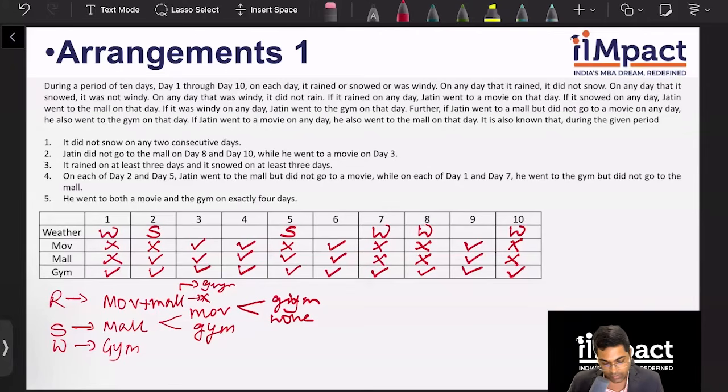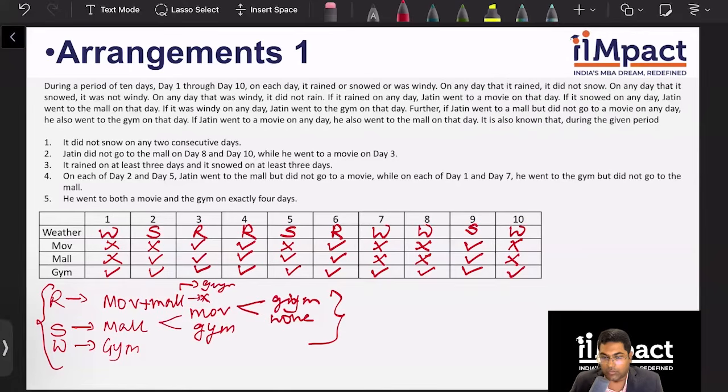Okay. Now what did we know? It rained on 3 days, snowed on at least 3 days. Before that, clue number one, snow does not happen on any two consecutive days. So there is only one place where snowing can happen, which is day number 9. And the rest of the days will be rainy days. And that's it. The set is solved. I hope it was pretty straightforward. You just have to understand this and deduce this branching. That's the only trick that was there in this set. Nothing else. Correct, guys?